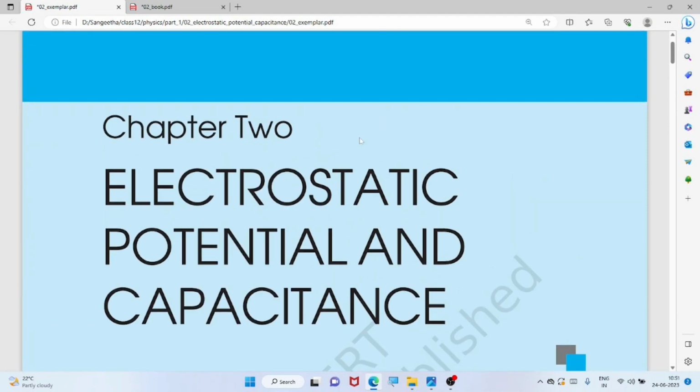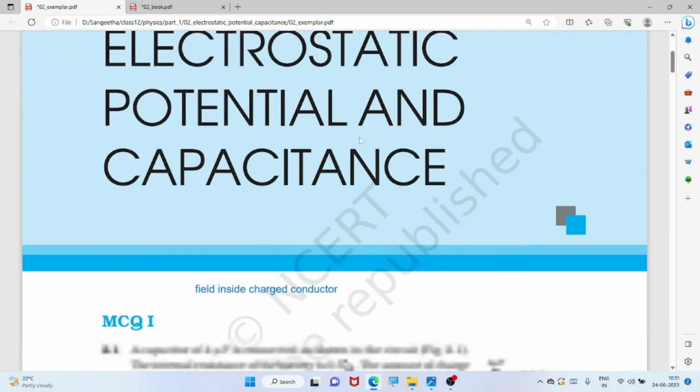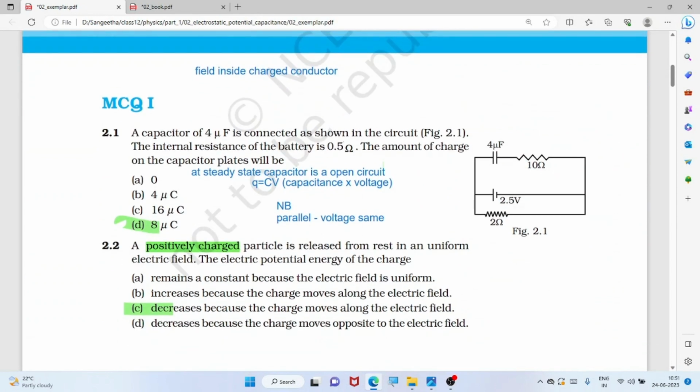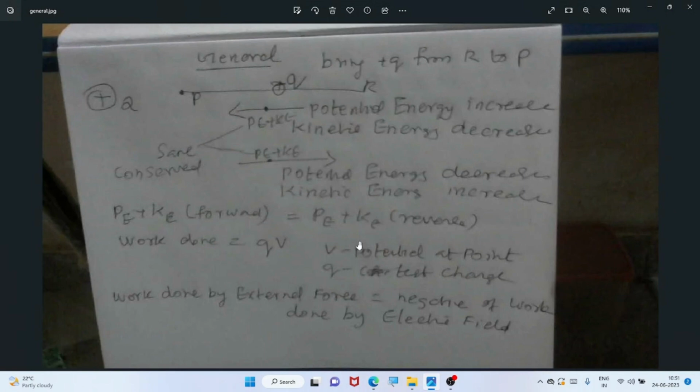Okay, we will go through the exemplar problems in class 12 physics, chapter 2, electrostatic potential and capacitance. Before going through it, I will show you some general information.